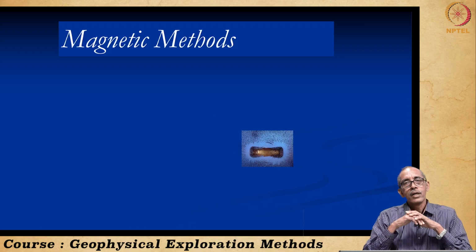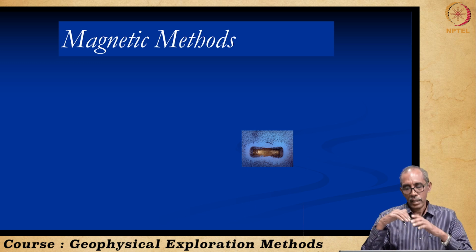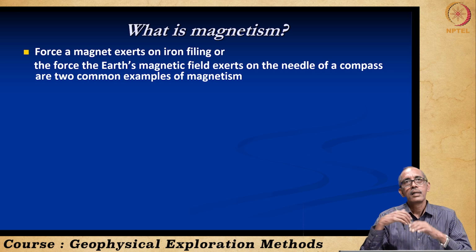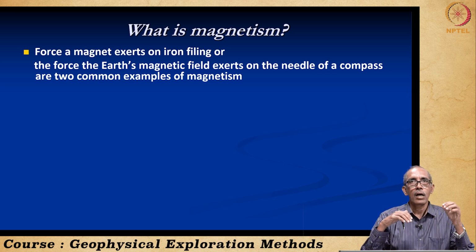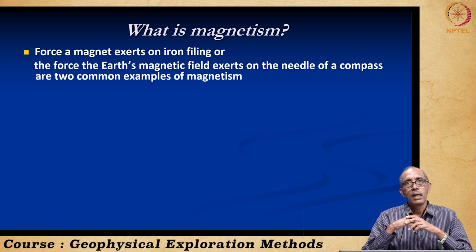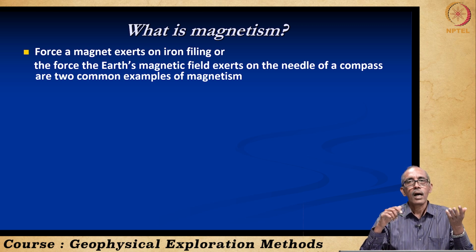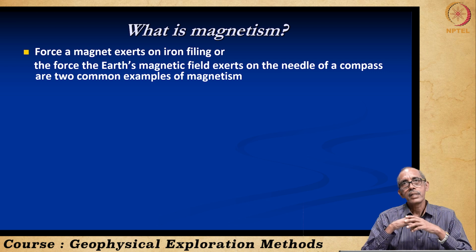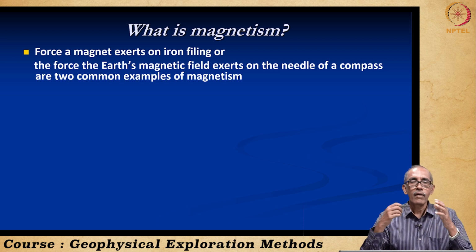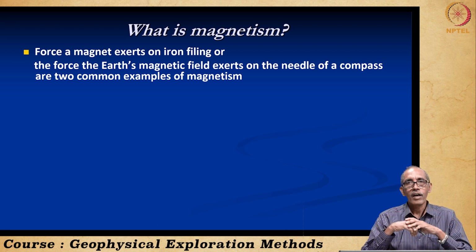Hello everyone. Today we will have a look into magnetic methods of investigation. What is magnetism? The force a magnet exerts on a piece of iron, or the force that Earth's magnetic field exerts on the magnetic compass needle, are the classical examples of magnetism.